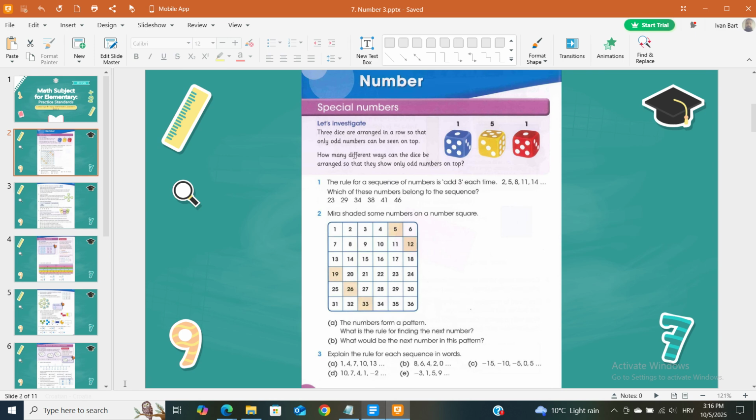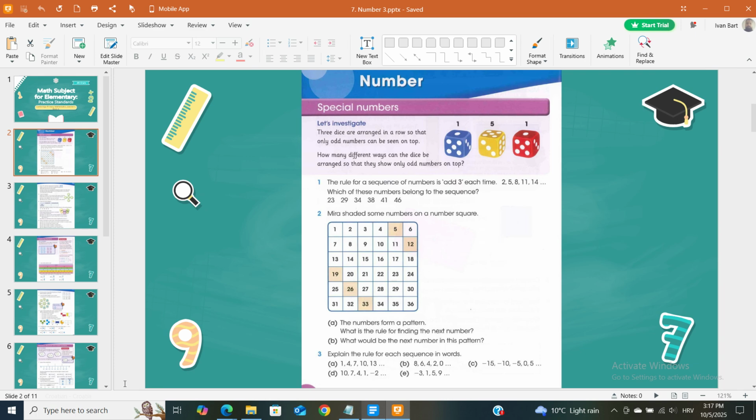2. Maria shaded some numbers on a number square. 1, 2, 3, 4, 5, 6. 7, 8, 9, 10, 11, 12. 13, 14, 15. 19, 20, 21. 16, 17, 18. 22, 23, 24. 28, 29, 30, 31, 32, 33, 34, 35, 36. 25, 26, 27.